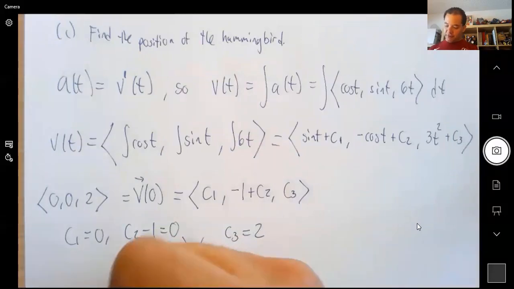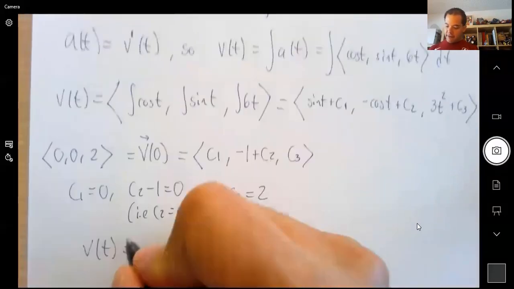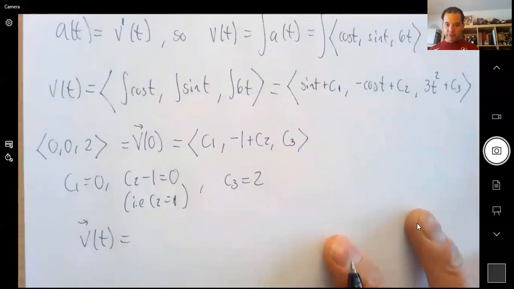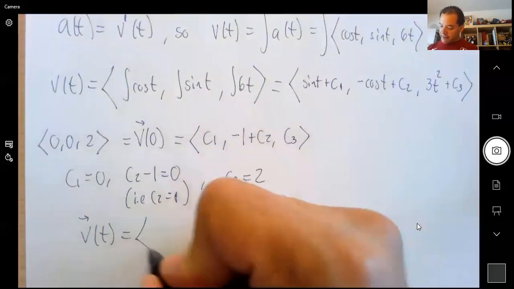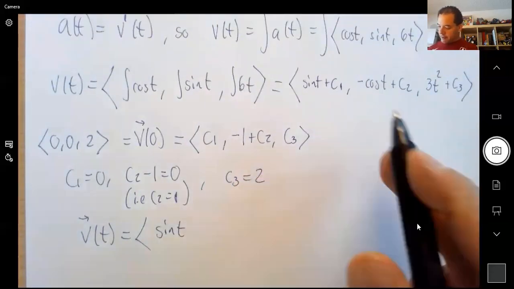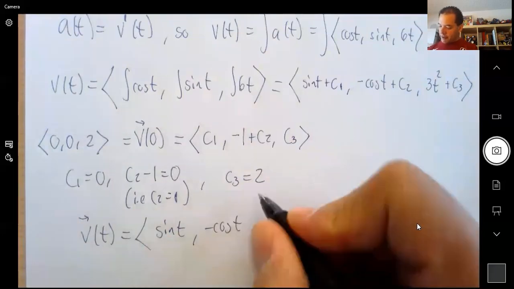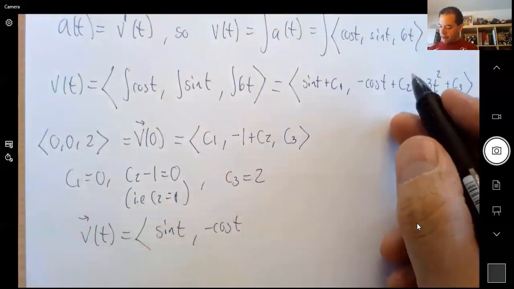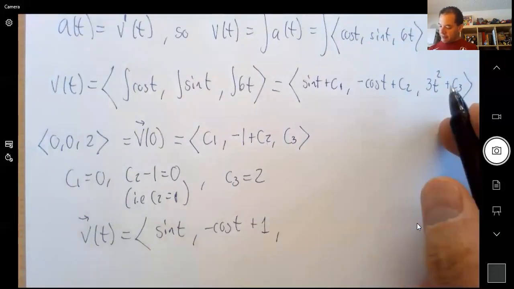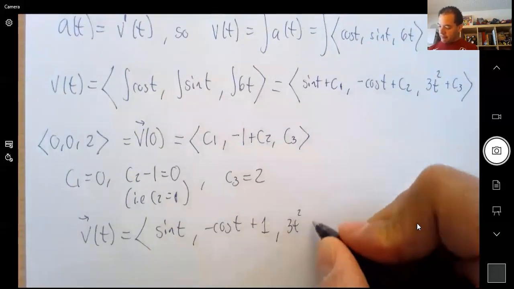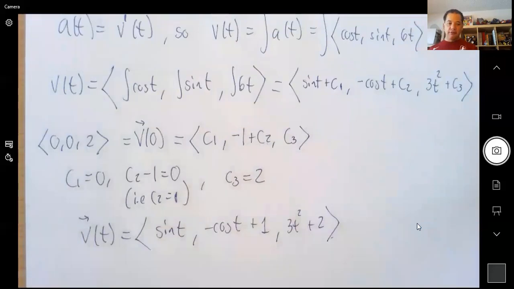So here's the velocity. The velocity will be sine t plus c1, that's nothing; minus cosine t plus c2, plus 1; and 3t squared plus 2. Voila, that's our velocity.